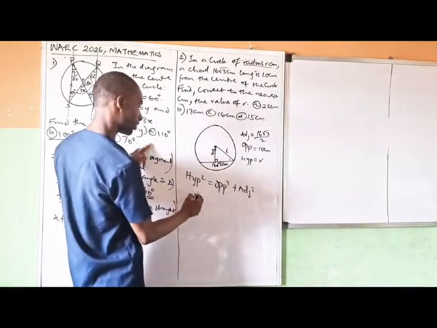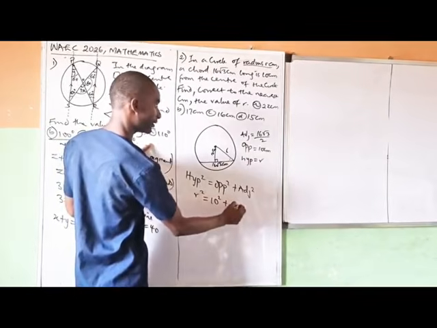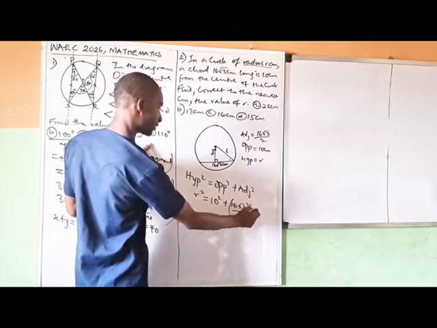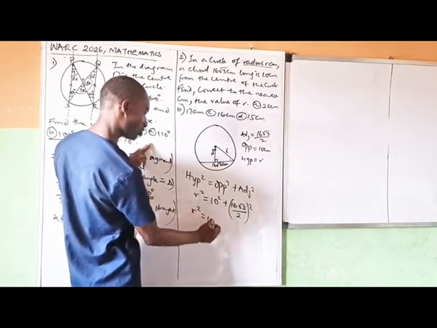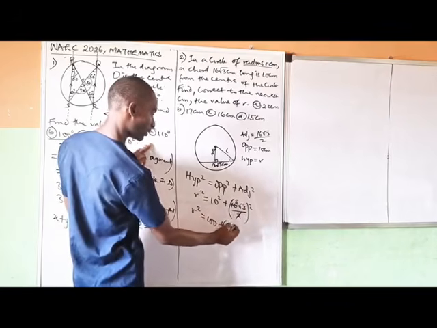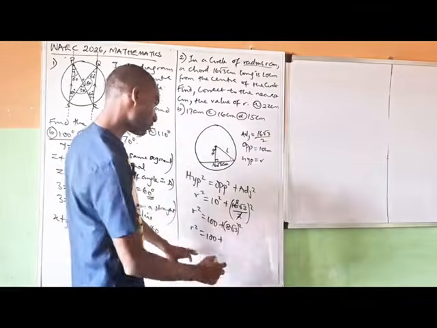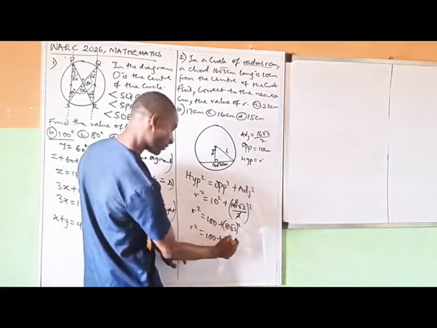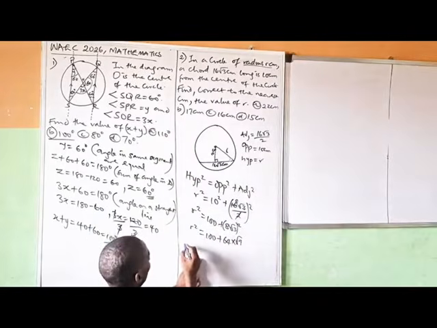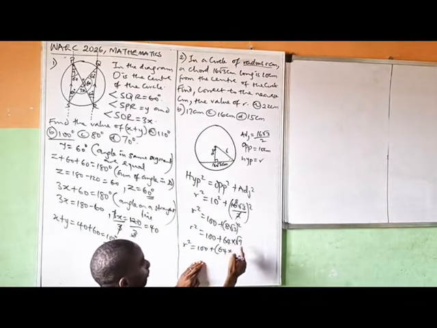So what is our hypotenuse squared? r squared is going to be equal to 10 squared plus the adjacent, 16 root 3 over 2, squared. So r squared equals 100 plus, 16 over 2 is 8, so 8 root 3 squared. That is 8 squared, which is 64, multiplied by root 3 squared, which is 3. So r squared is equal to 100 plus 64 times 3.